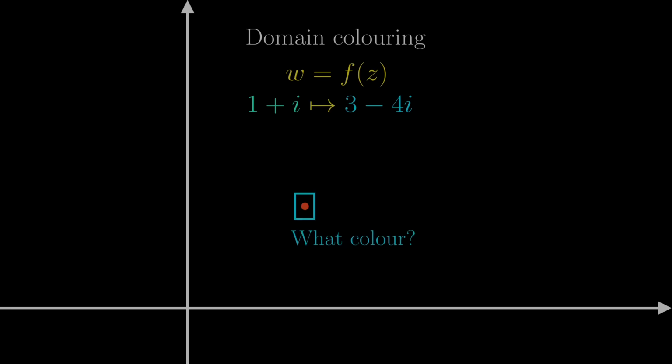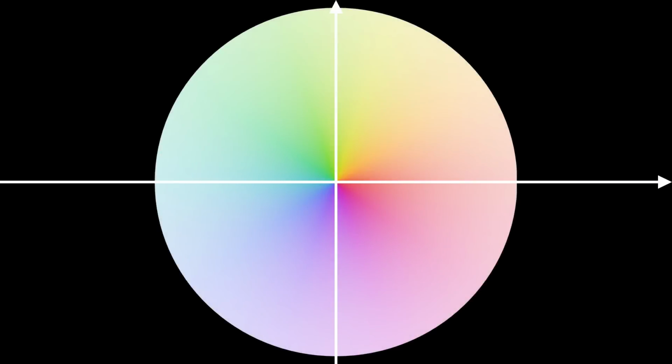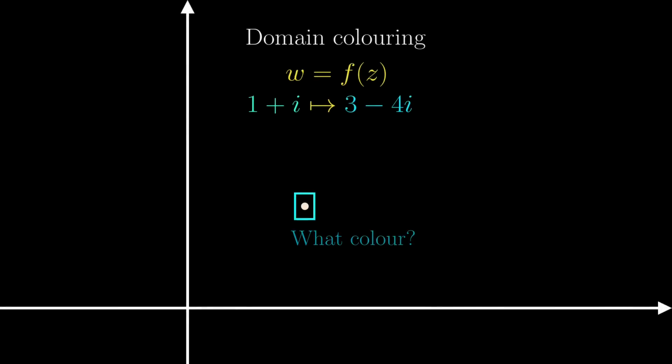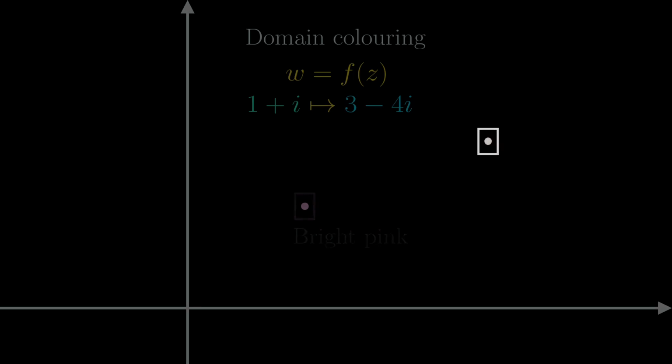Well, we can refer to a color wheel. With the appropriate real and imaginary axes drawn and rescaling, 3 minus 4i is here, which corresponds to a bright pink color, so we should color this point bright pink as well. Then repeat this for all the other points and we are done.